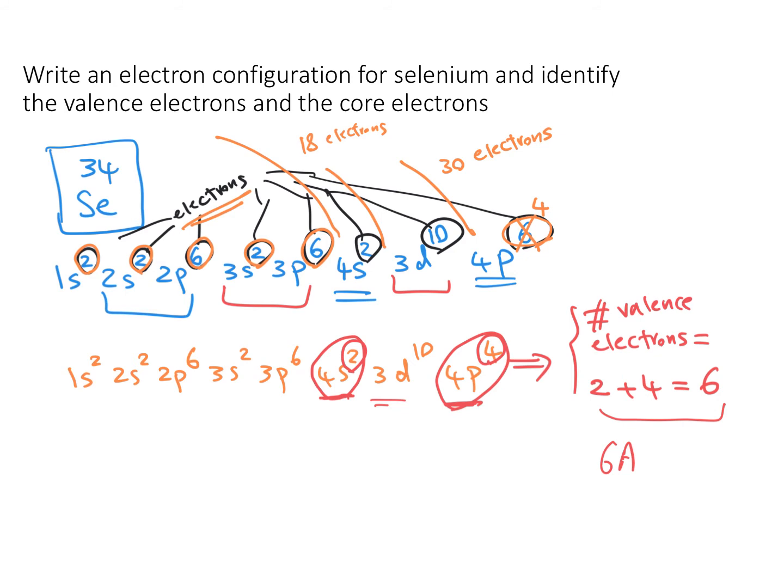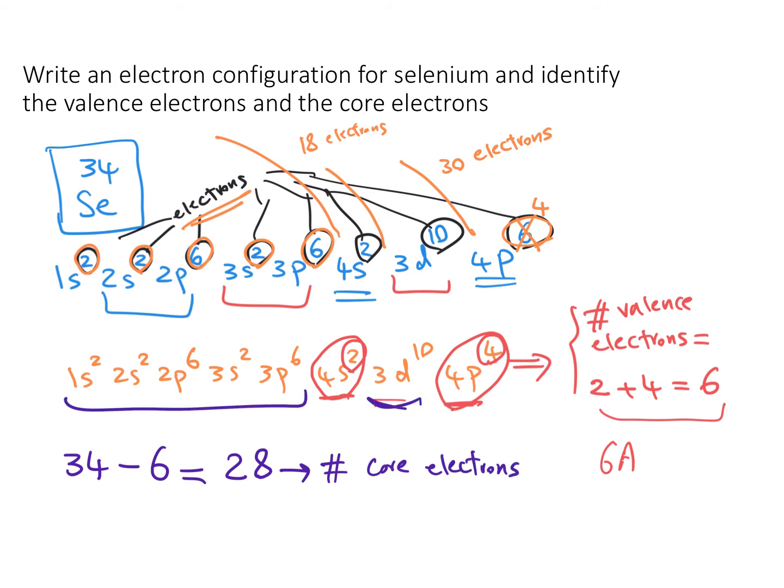Now, what is the number of your core electrons? One way is to say that overall, we have 34 electrons, so this is the total number of electrons, minus 6 equals, what would that be? 28, right? So this would be the number of core electrons. The other way is that anything that you see here that is not among your valence electrons, you count. 2 and 2, 4, 6, 12, 18 plus 10 is 28. Whichever is more comfortable for you, or is more convenient.